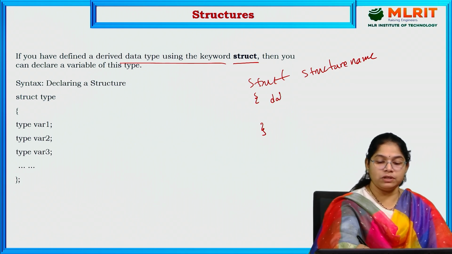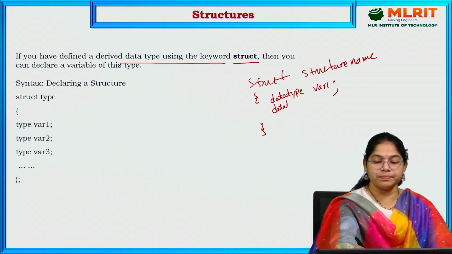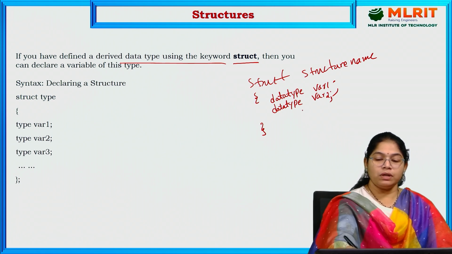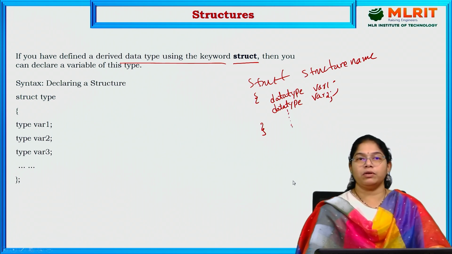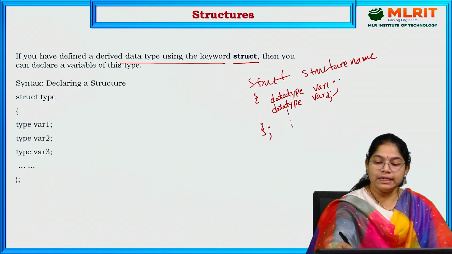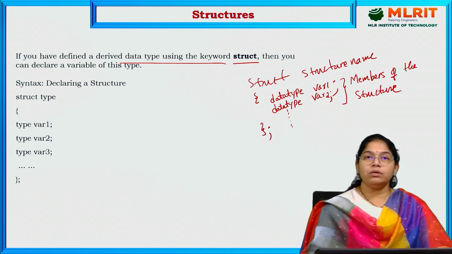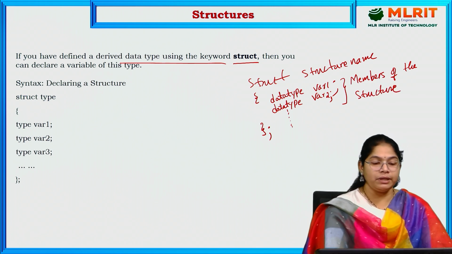Members of the structure can be written as data type variable 1, data type variable 2, and so on. Like this we can write n number of variables, each ending with a semicolon. These are considered as the members of the structure. So let us convert this into an example.